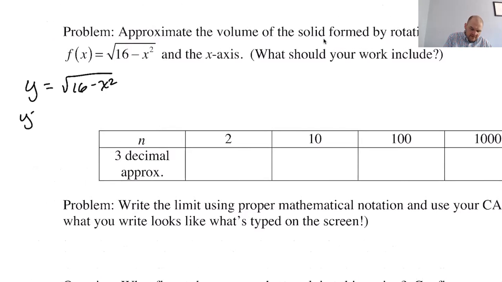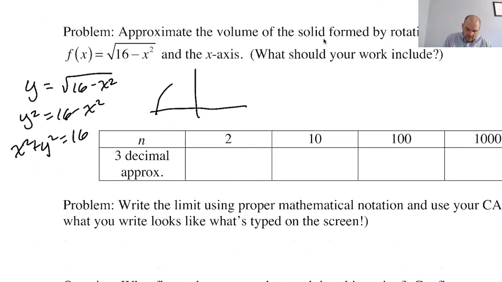square both sides, and then add x squared. Get that. Now it's obviously a circle of radius 4 centered at the origin, but you should know your semicircles. They come up way more than you would think. So I'm going to sketch it there. So it's negative 4 to 4.